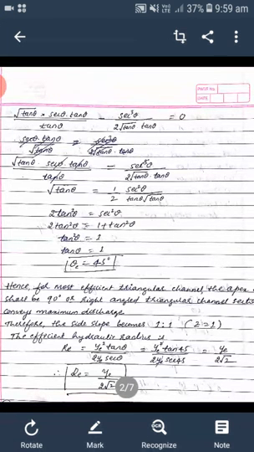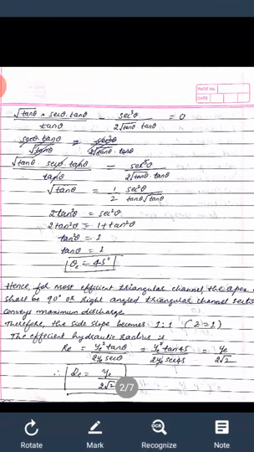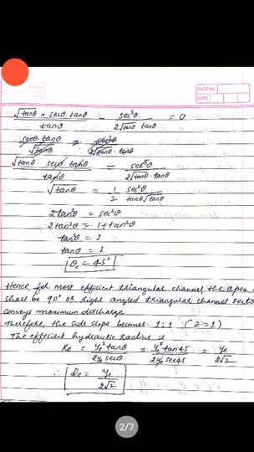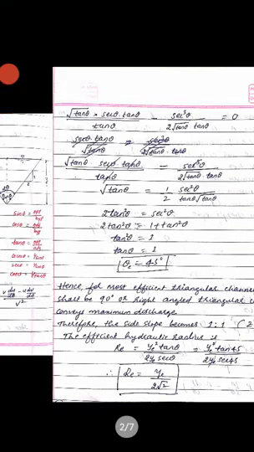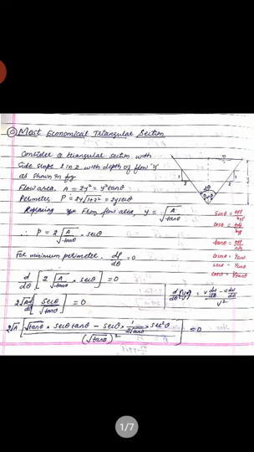Then the efficient hydraulic radius can be given as A by P, area by wetted perimeter. Substitute the values obtained, and you will be getting y divided by 2 root 2. So that is the answer. Just go through this one: the most economical triangular channel section. This is the derivation, very simple.